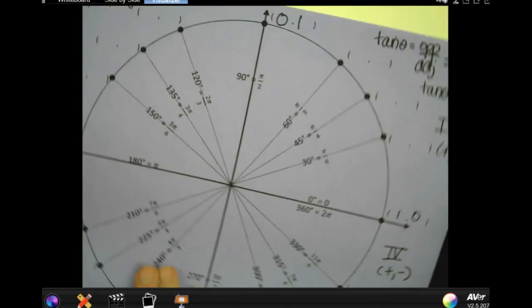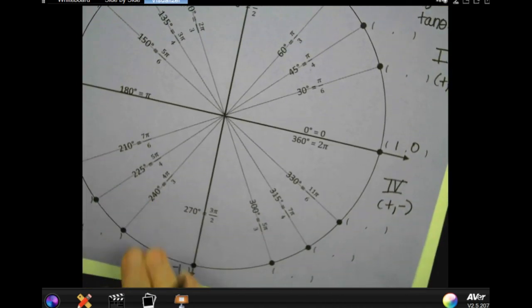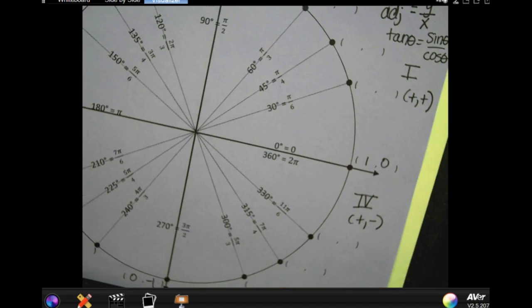So now we're going to do the fun part. Okay. So now I need the coordinates. I need the coordinates all the way around.